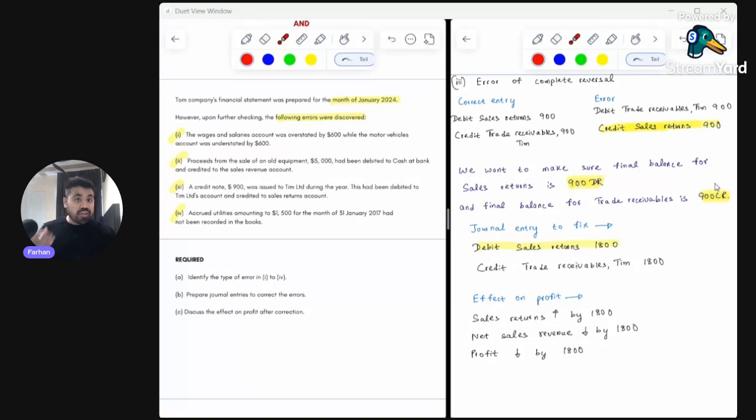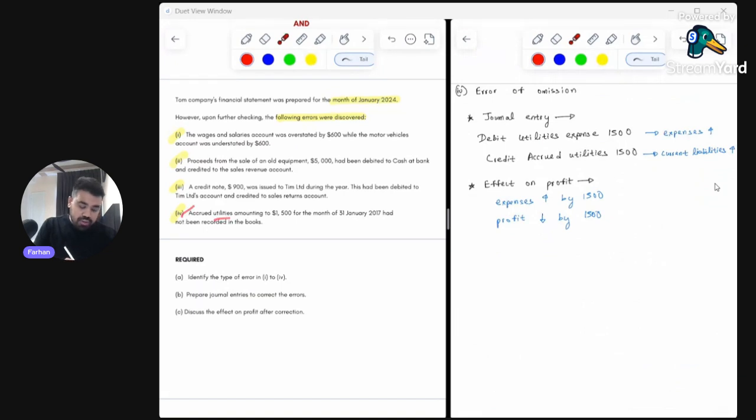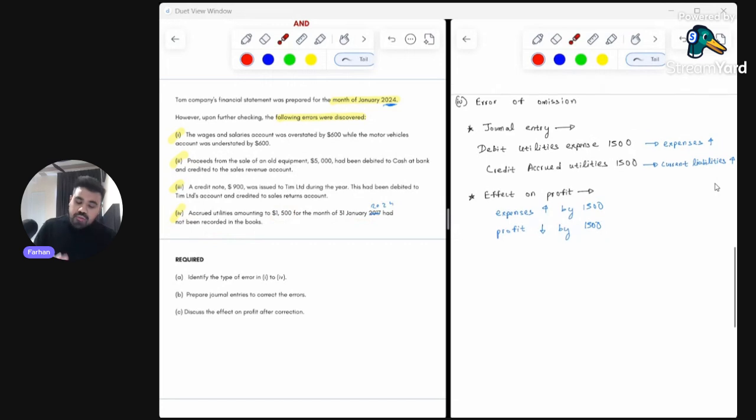Now, let's look into the last transaction, which is transaction number 4. Accrued utilities amounting to $1,500 for the month of 31 January 2024. Sorry for my mistake. This should be 2024 based on the original question, as you can see. So accrued utilities amounting to $1,500 for the month of 31 January 2024 had not been recorded in the books. So this transaction was forgotten. So what type of error is this? This is pretty straightforward. This is what we classify as an error of omission, all right? When the transaction was completely forgotten to be recorded.